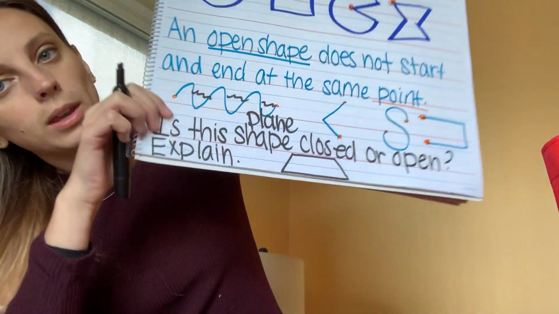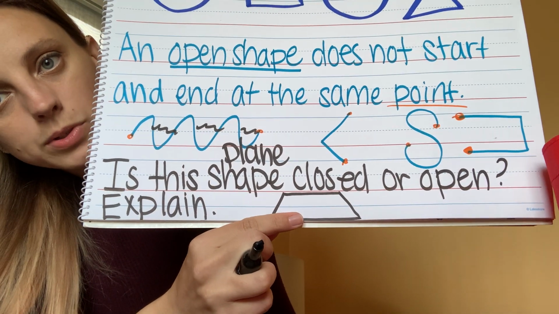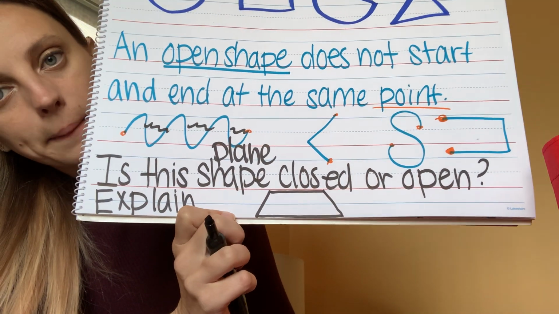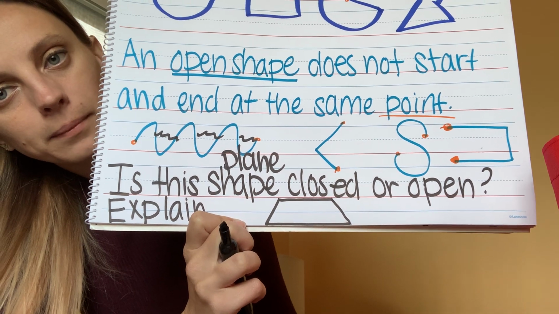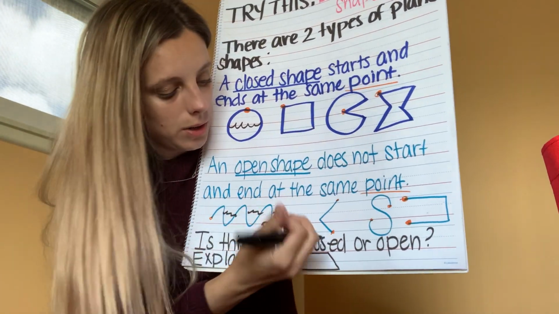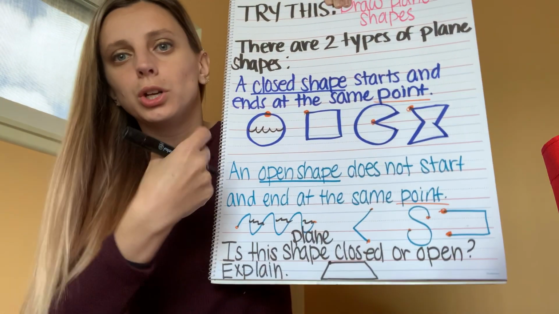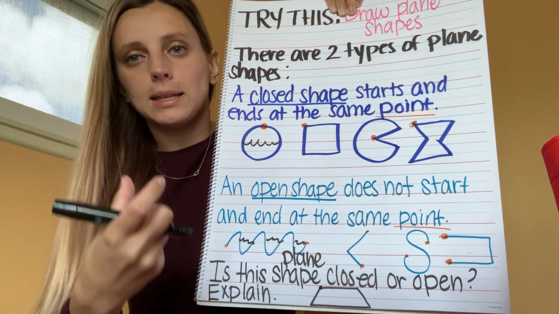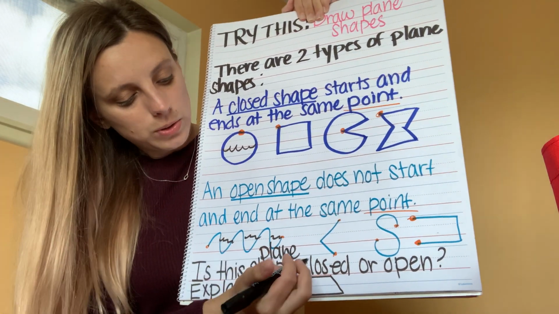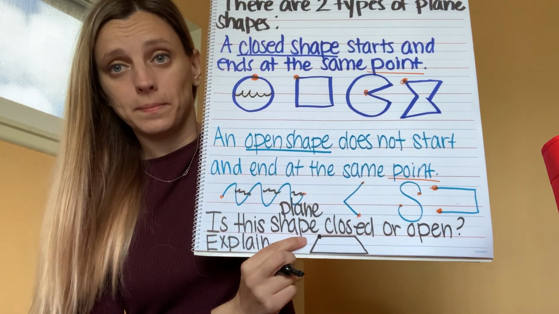So is this plane shape open or closed? And see if you can explain. It's closed, right? So I could choose where I wanted to start this, but if I put water in this shape, no matter what way I turned or moved this shape, that water would stay inside because that shape is closed. It starts and it ends at the same point.